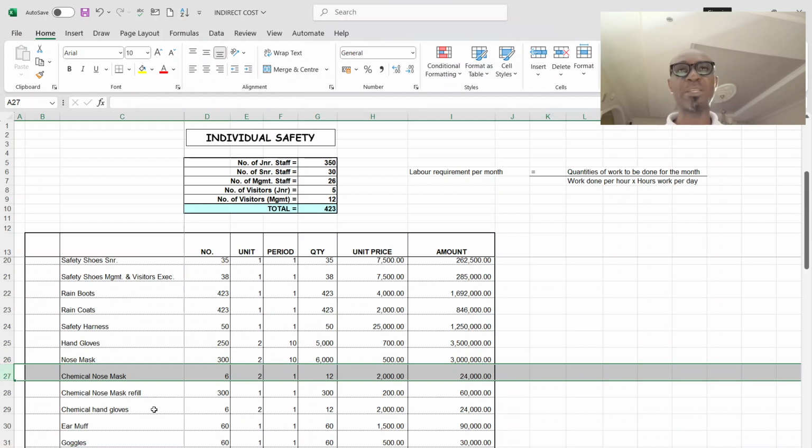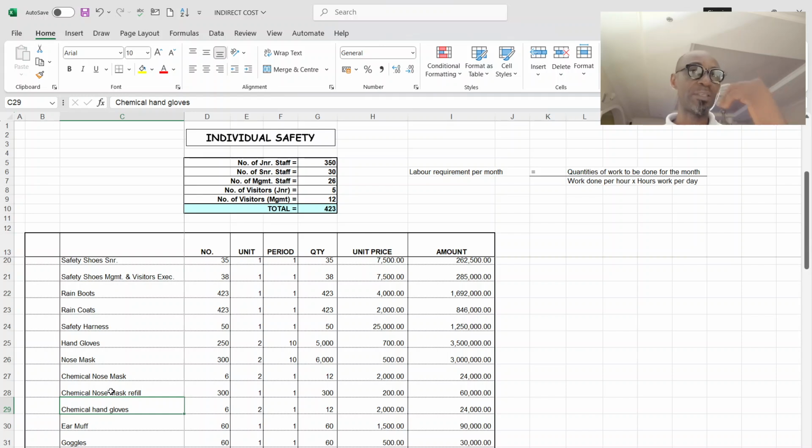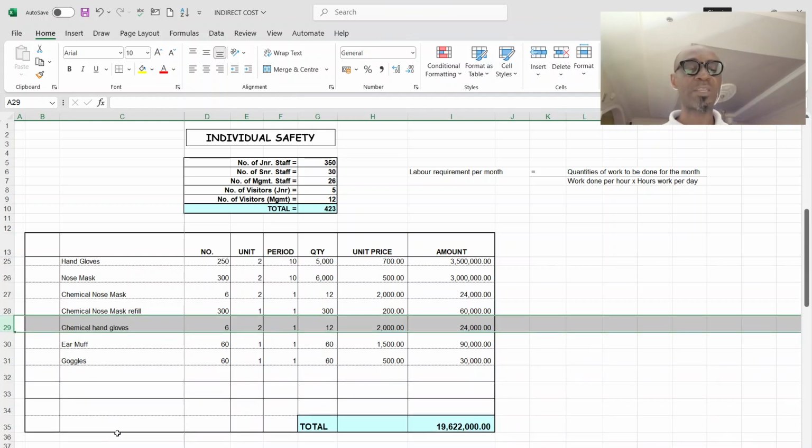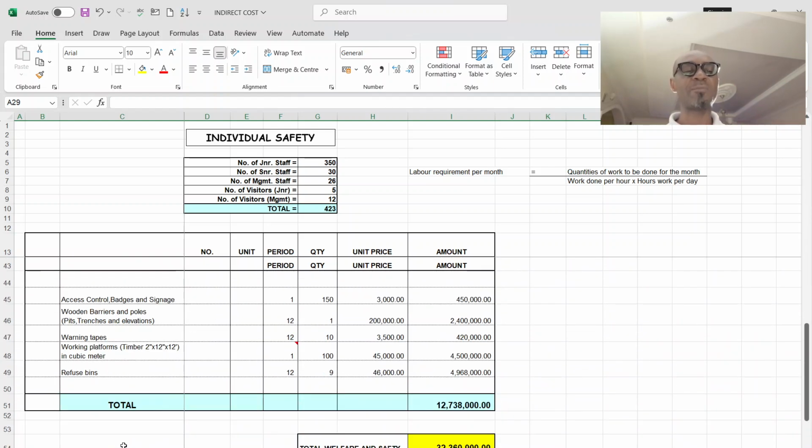Then chemical nose masks, which are not for everybody. They are only for those people dedicated to work within the chemical area, and they can be returned for others to use. Then the chemical refill, the filter, which once it's dirty you need to remove and replace. I bought 300 pieces of it. Then chemical hand gloves as well, which I treated the same. Then the ear muffs for noisy areas and all of that. I bought 60.